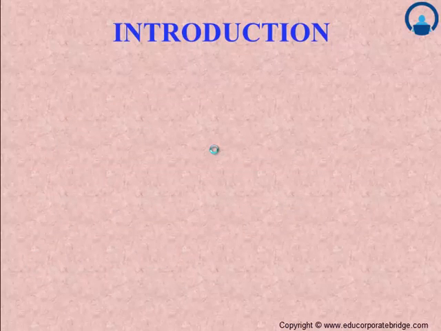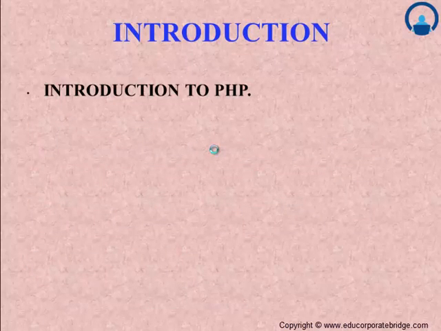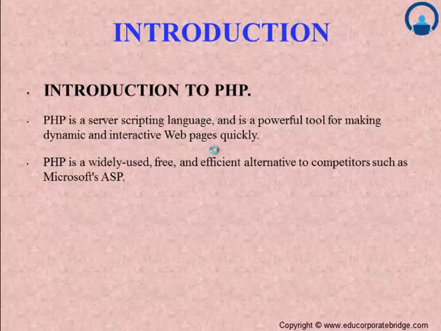In the introduction of PHP, PHP is a hypertext preprocessor. Previously PHP stood for personal home page, but right now PHP is an acronym of hypertext preprocessor, which is used to make static and dynamic web pages. PHP is an open source language, that means you can download it and use it directly. It means free to download. So PHP is widely used and free to download.